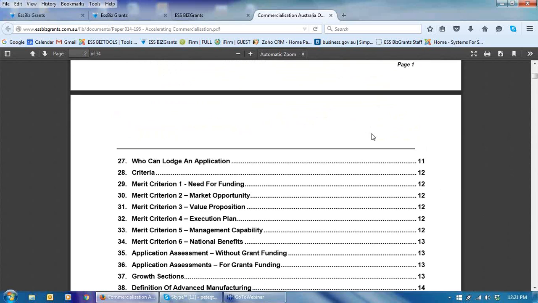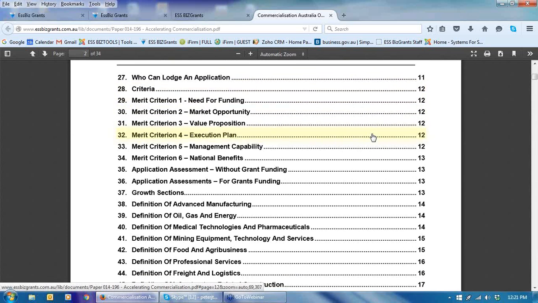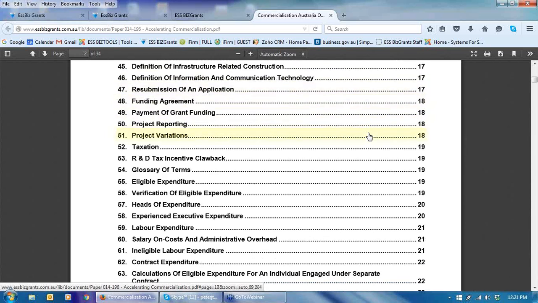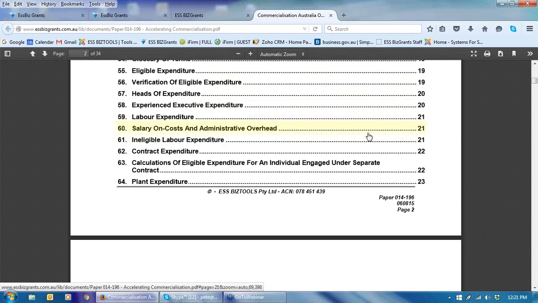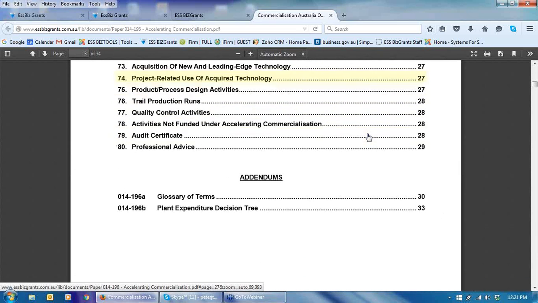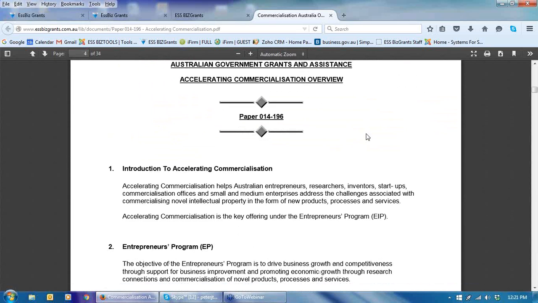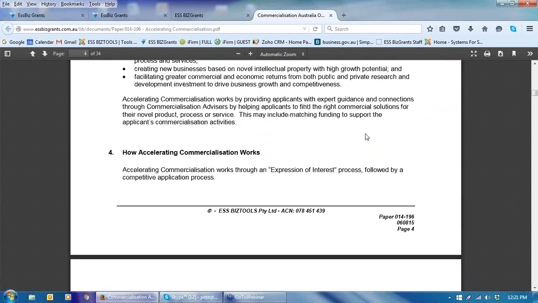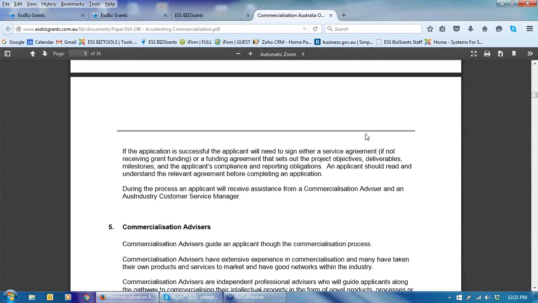There's a lot in this. It's a $1 million grant, non-repayable. You'd expect the government to have laid down a whole range of rules. So we've just gone through the index, and then there's a whole stack of material there as to how this grant operates.